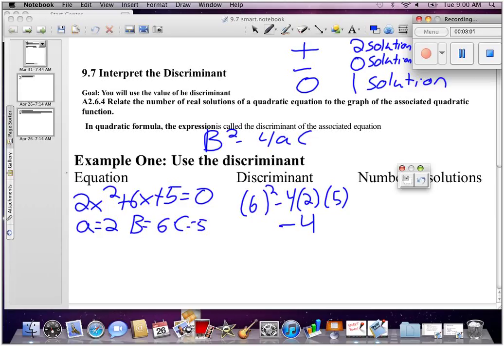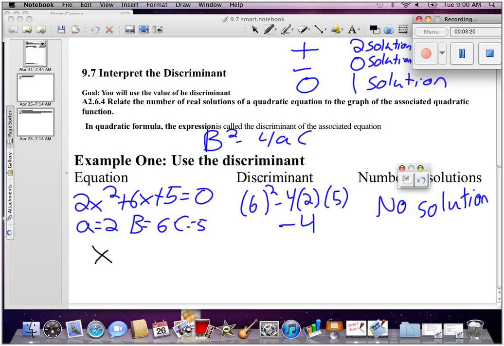No solutions. You're done. That's all you have to do. That's tonight's homework. Let's try another one. This one looks a little bit harder.